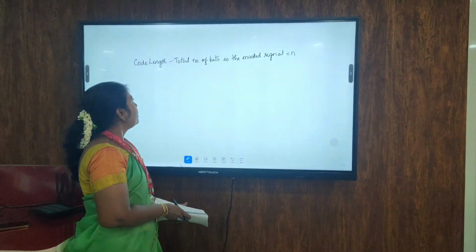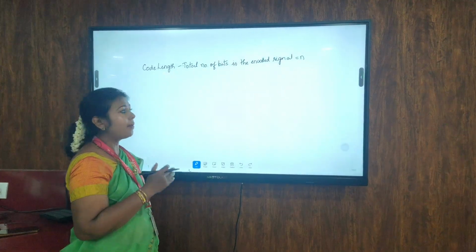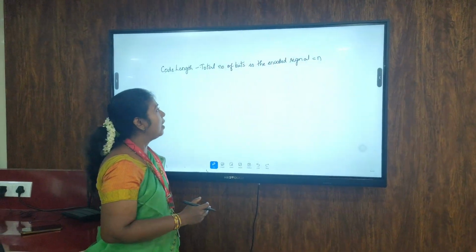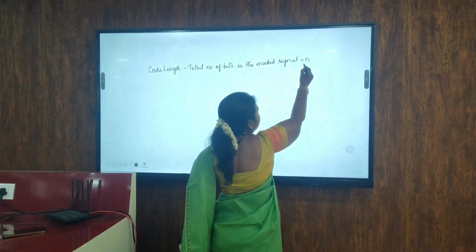Code length. What is code length? It is the total number of bits in an encoded signal, which we represent by the letter N.